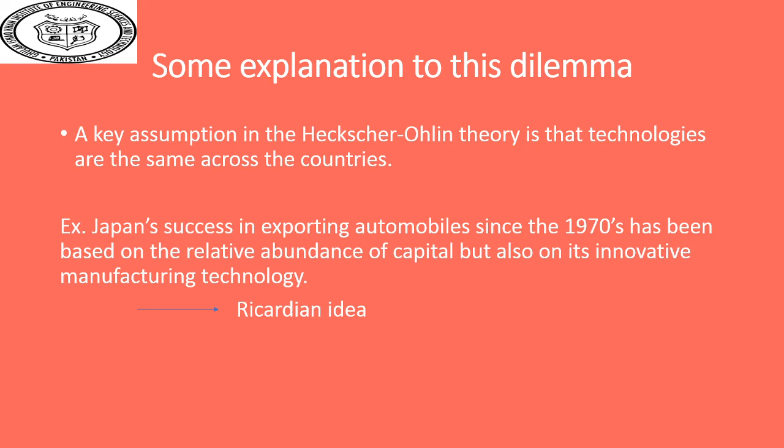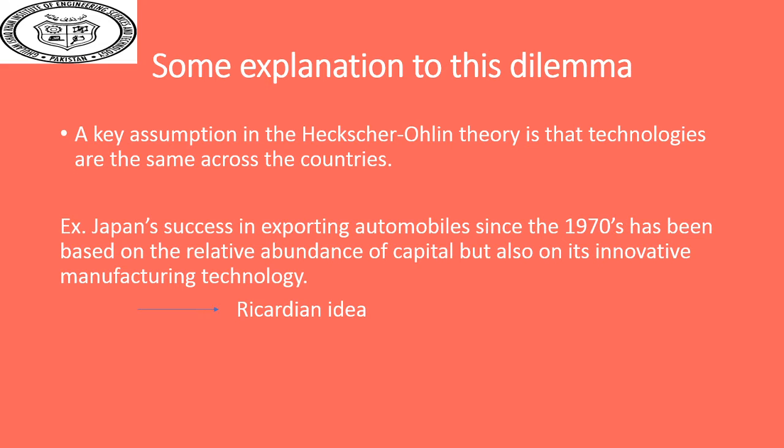Well, one explanation to this dilemma is that a key assumption in Heckscher-Ohlin theory is that technologies are the same across the countries. This is a very big simplification of Heckscher-Ohlin. Depending on the countries, the technological level is different. So America is exporting more high-tech industries, not necessarily capital-intensive ones.